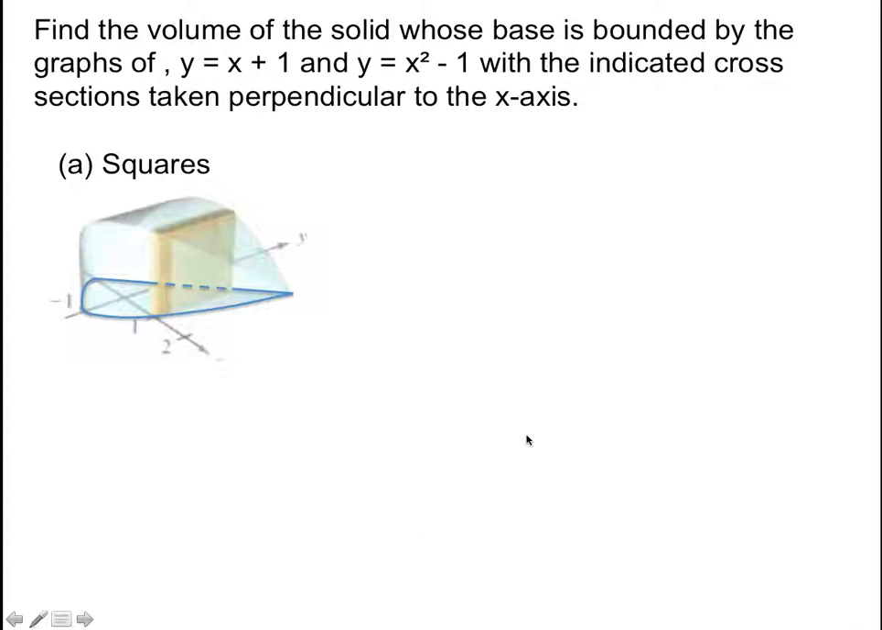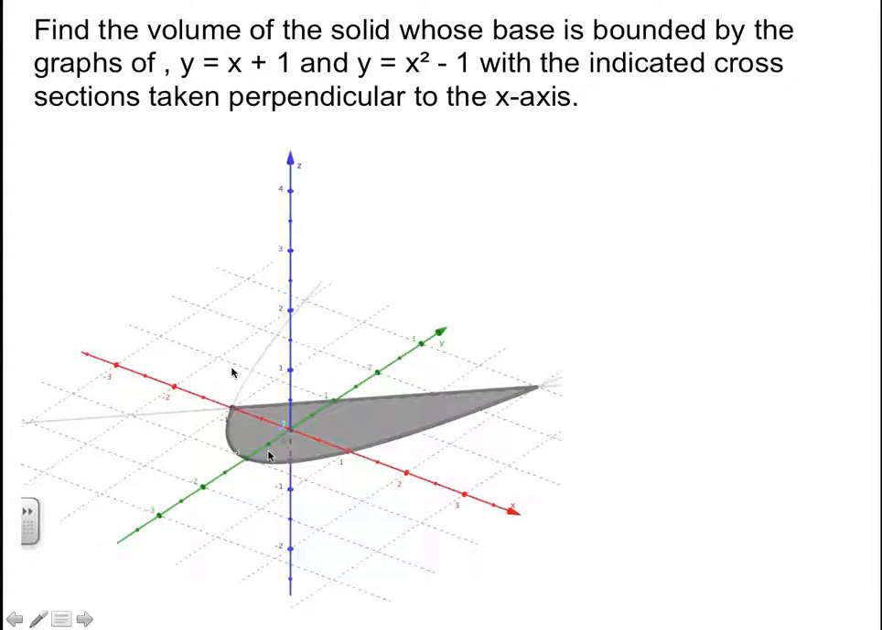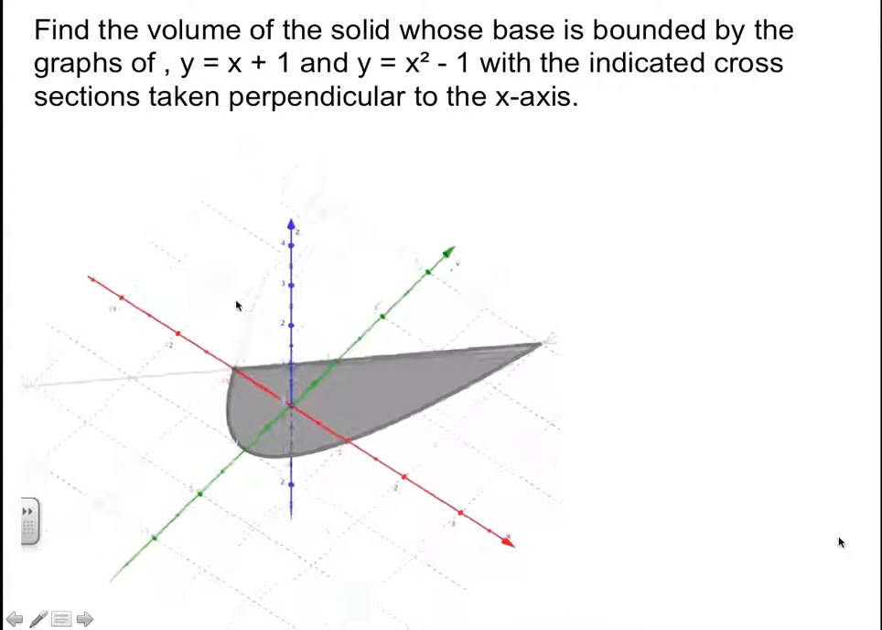So let's look at this one now. In this shaded region, we have a parabola on the bottom and a line on the top, and we're going to build straight up with squares. So here's a quick video about modeling that in GeoGebra.